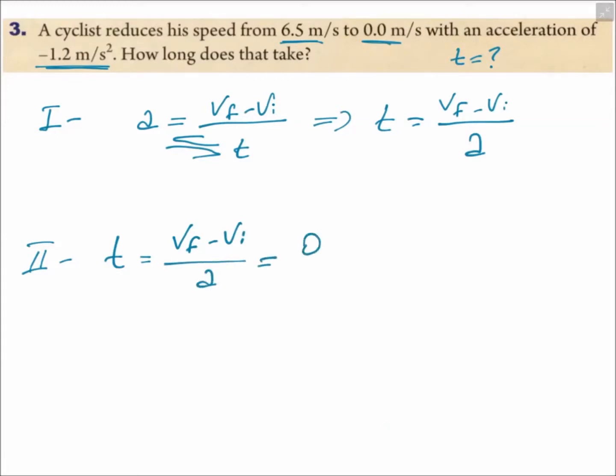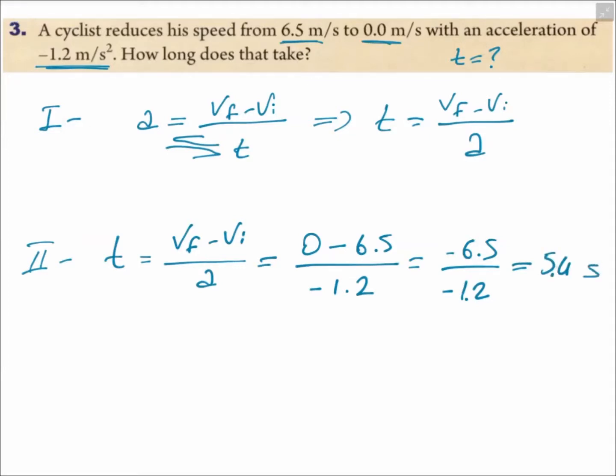Final velocity is 0. Initial velocity is 6.5, over acceleration, negative 1.2. So it's going to be negative 6.5 over negative 1.2. That means negative and negative cancel each other. The final result is going to be 5.4 seconds.